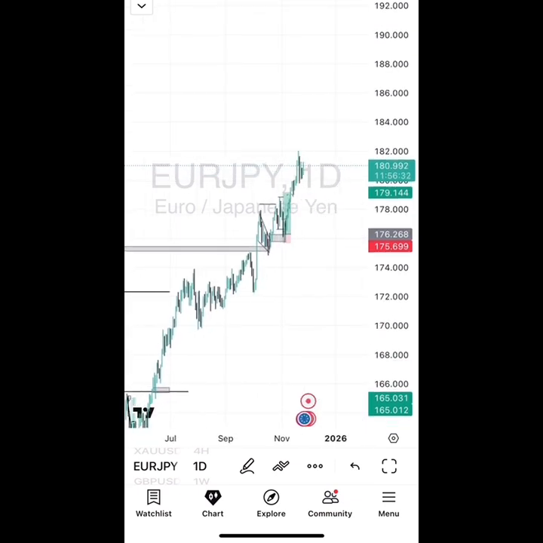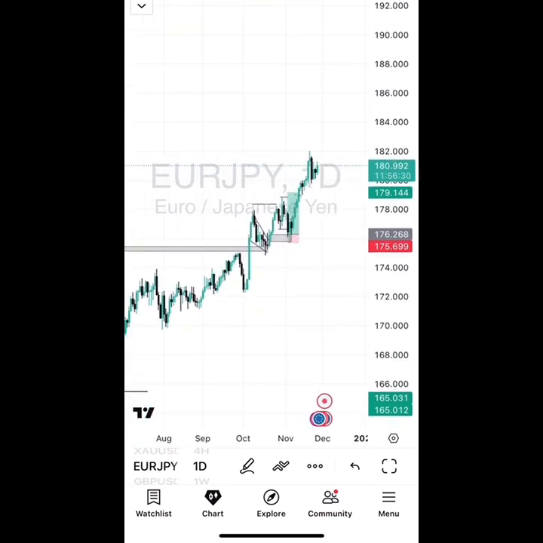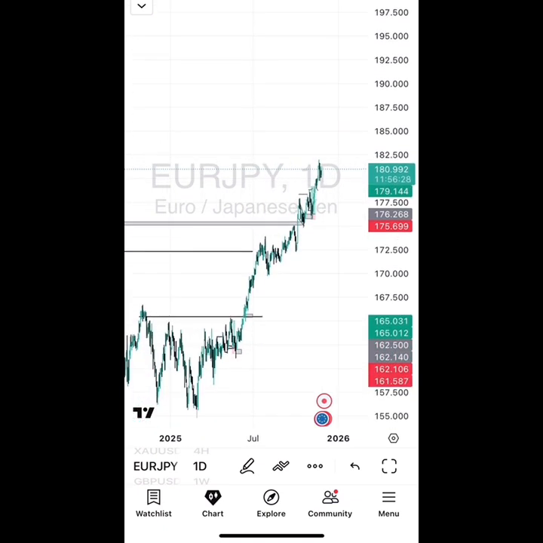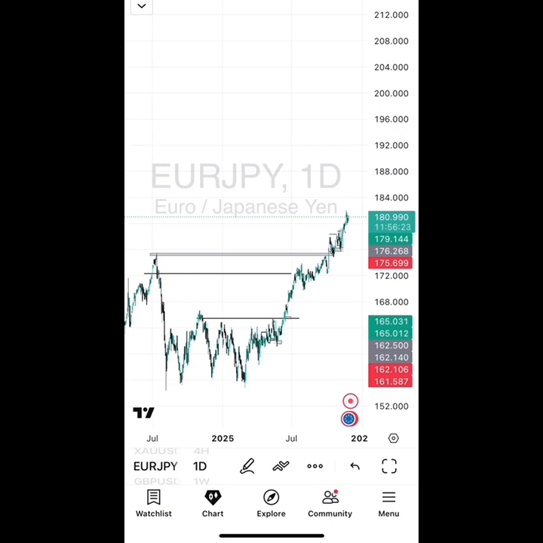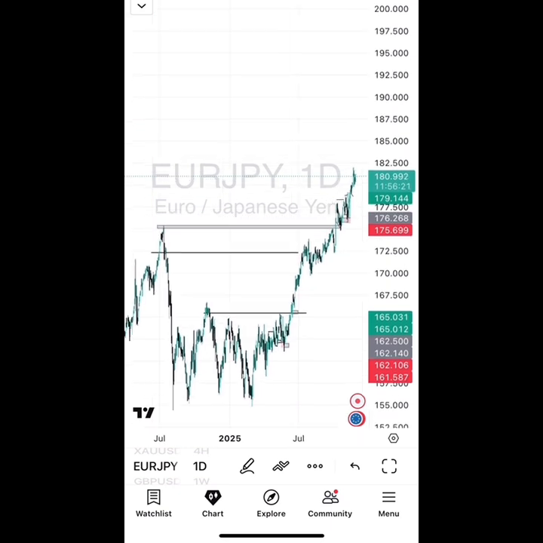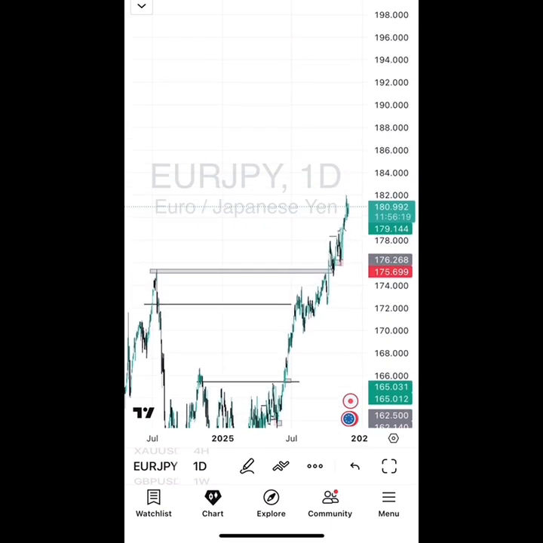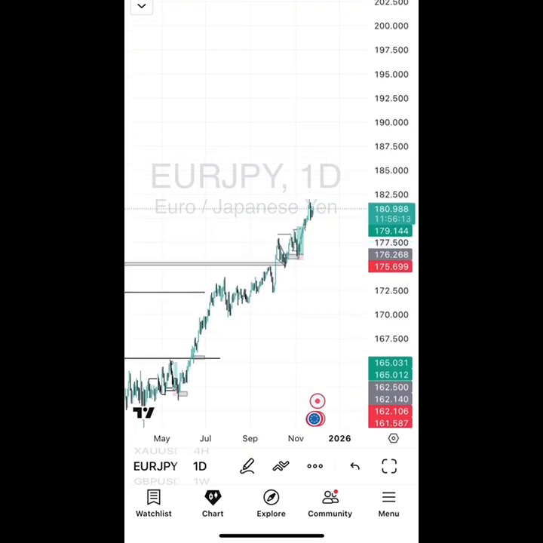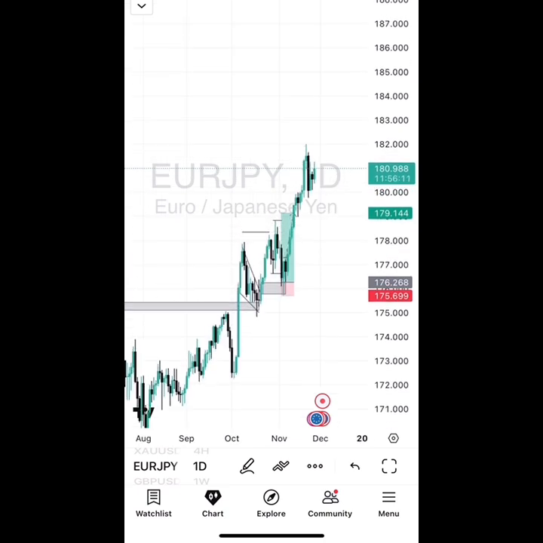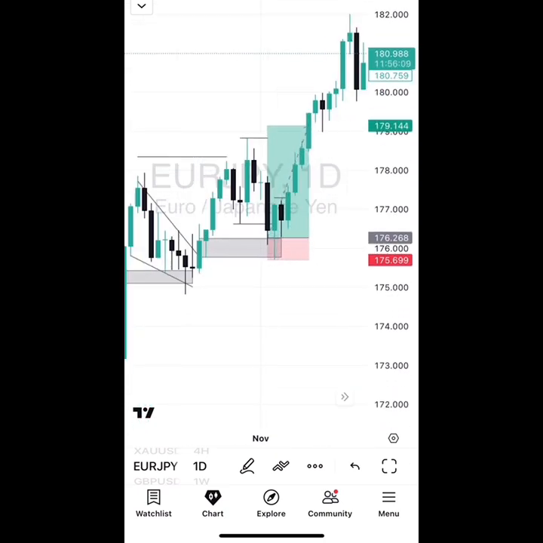So I'm going to start with Eurjpy. Eurjpy has been one of the JPY pairs that I actually trade. I usually trade USD JPY compared to Euro and other JPY pairs. So how did I come about my entry, and what did I see before going in?